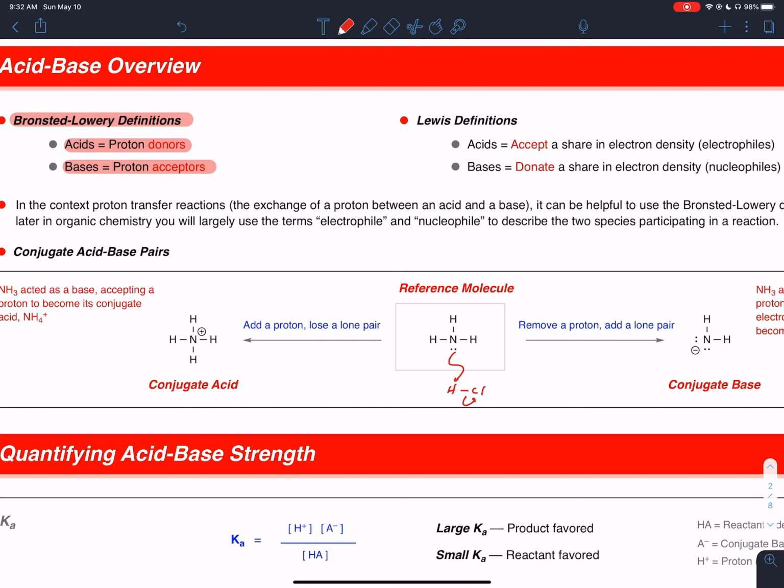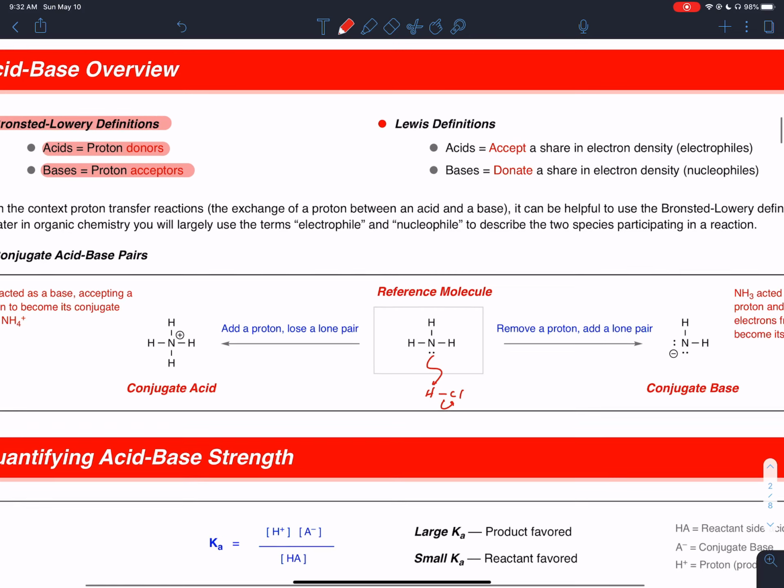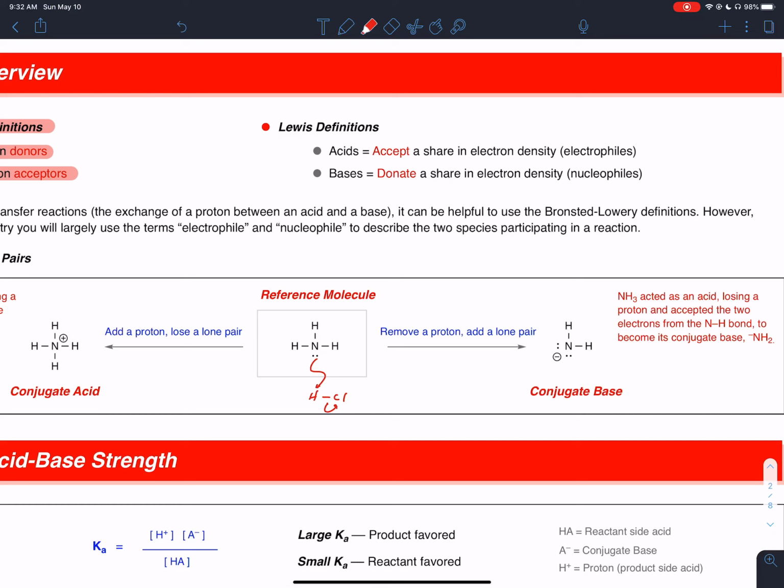legitimately just looking at a proton transfer reaction. Now, we also have the Lewis definitions. And the Lewis definitions you will use more later in the course when we talk about other types of reactions, like substitutions or eliminations or electrophilic additions. These are all various types of reaction mechanisms, just like a proton transfer is a reaction mechanism.